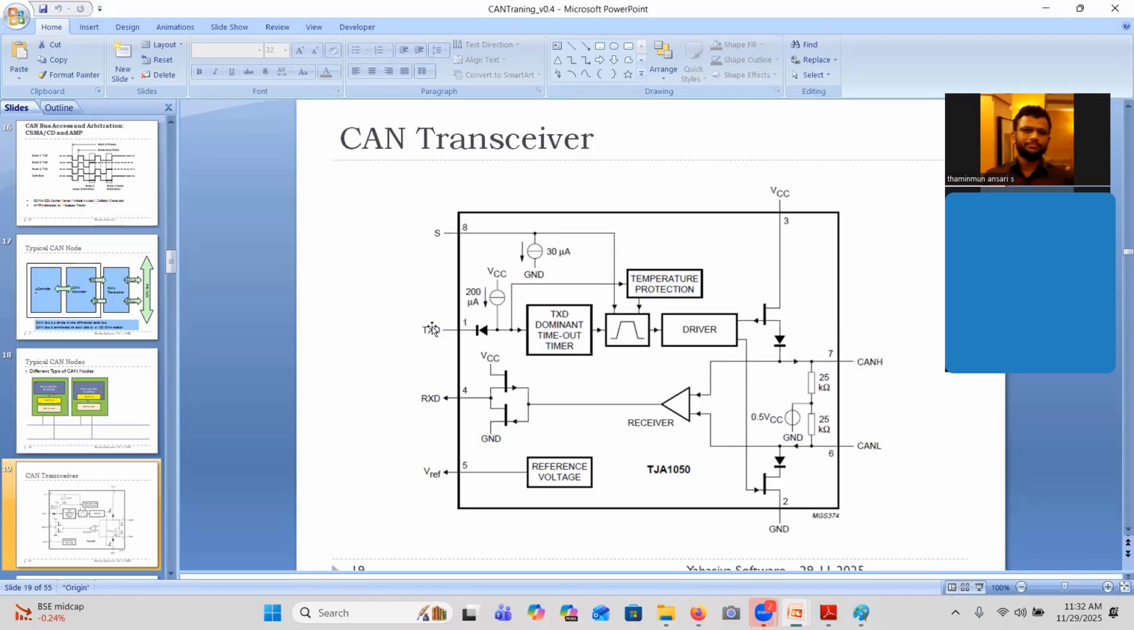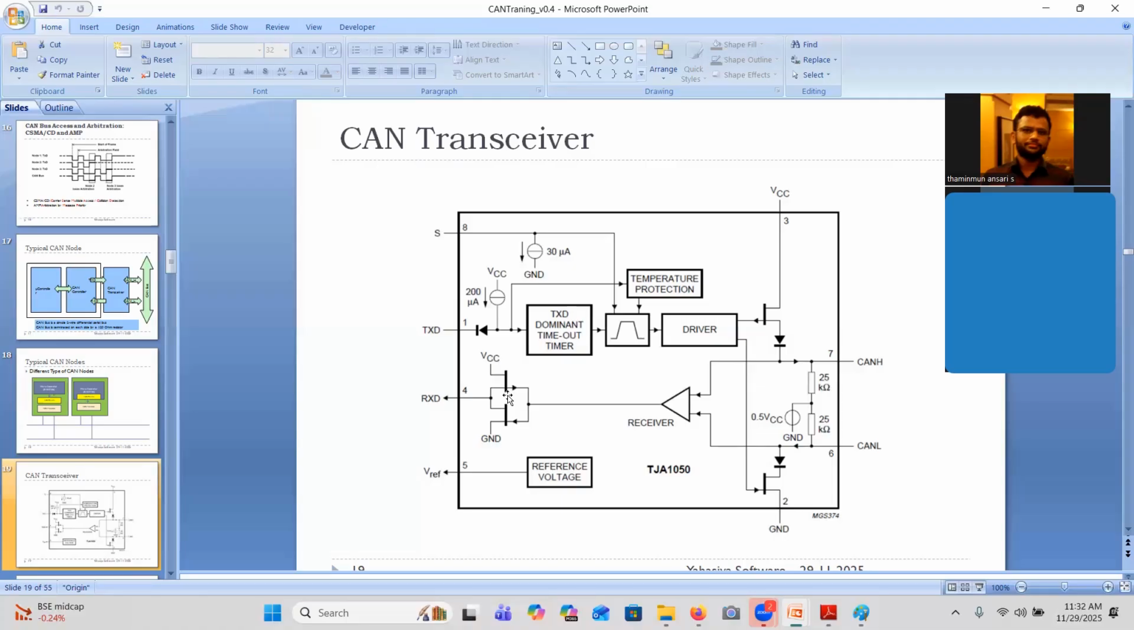See, this is TXD. This is RXD. The incoming physical signals are actually CAN high and CAN low. Both TX and RX are connected to them. The TX is also coming to CAN high and CAN low, and RX is also fetched from CAN high and CAN low. Now the question is how they can do transmission and reception at the same time.